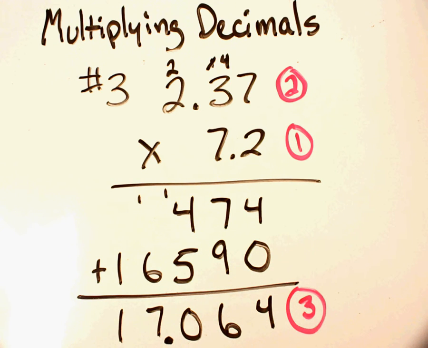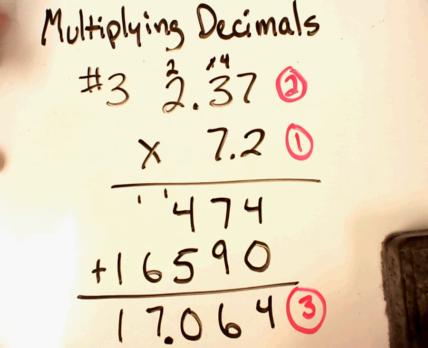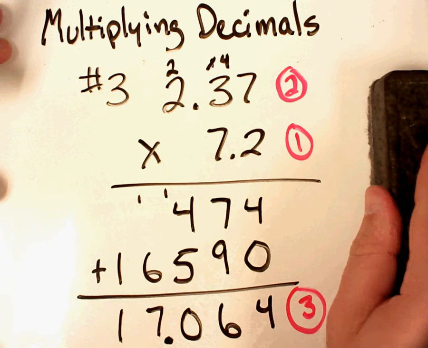I see what I did. I actually wrote the problem down wrong. So if you're following along with the companion assignment, you're not going to be looking at the same problem. So we'll go back and do the real number 3 now. Hey, you got a freebie. Hopefully you did 2 and 37 hundredths times 7 and 2 tenths, because that was just a free practice problem.